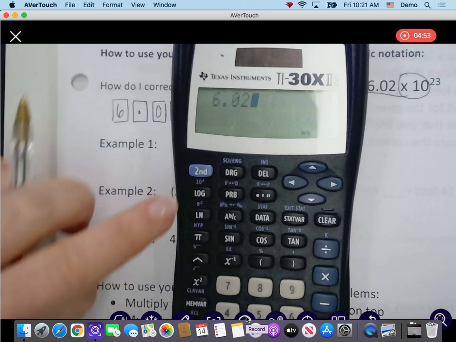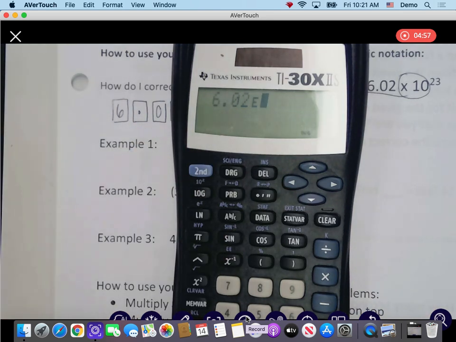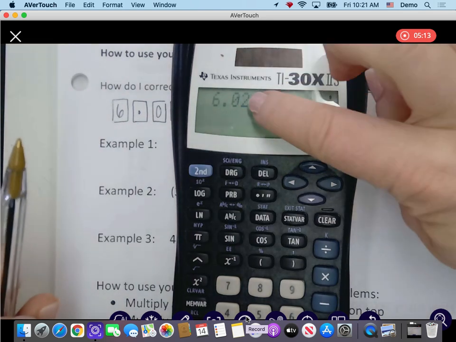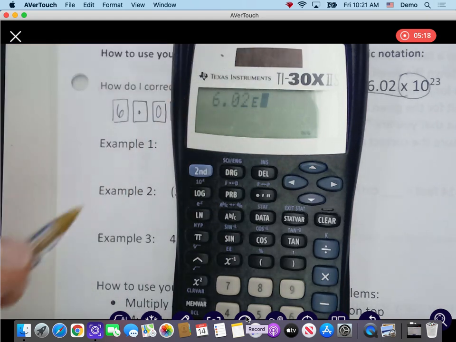6.02. Now mine's a second function, so I say times 10, and for my calculator, a little E pops up. That stands for times 10. Some of you might have a calculator that actually shows a little times 10. Does anybody do that? Some of you might have a calculator that instead of an E, you get two little zeros up here. Some of you may have a calculator that gives you a space and two zeros. There's all kinds of ways you're going to see this.